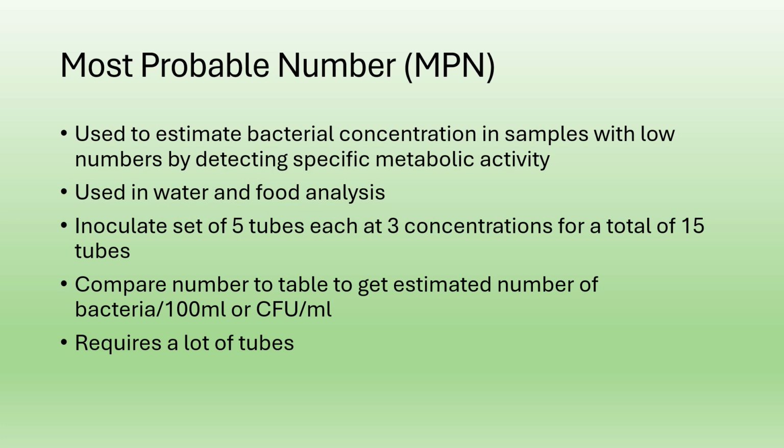What you end up doing is you have a total of 15 test tubes. You have 3 different concentrations. So for each concentration, you will have 5 tubes. And what you're going to do is you're going to inoculate each of those 15 tubes that are at 3 different concentrations. You will inoculate them with your water sample or your food sample. And then you will end up with a number. And from this number, you go to a chart and you compare the number on that chart. And you determine an estimate for the number of bacteria per 100 mils, or CFU.